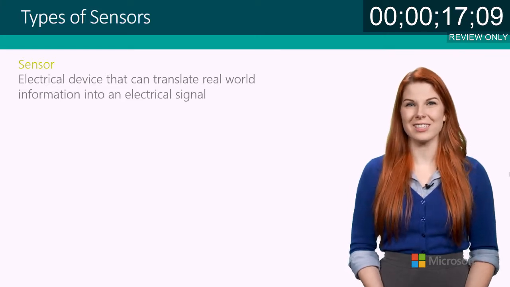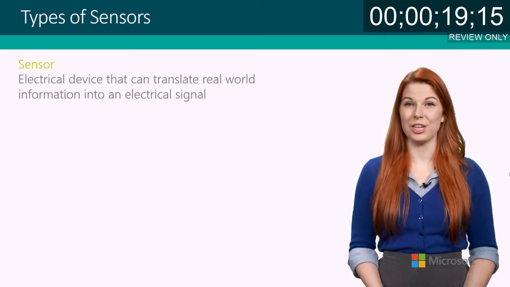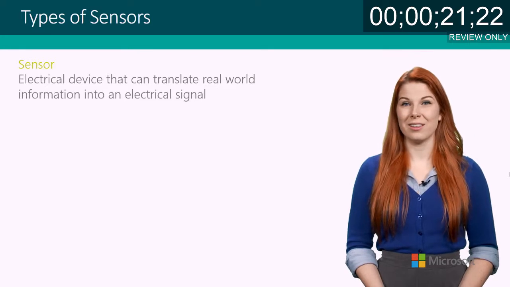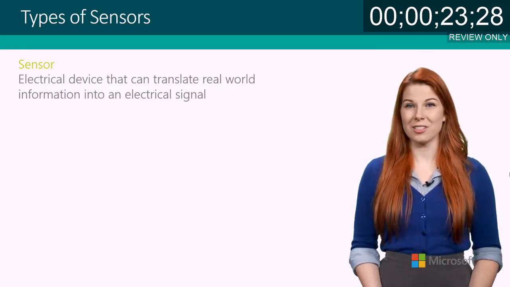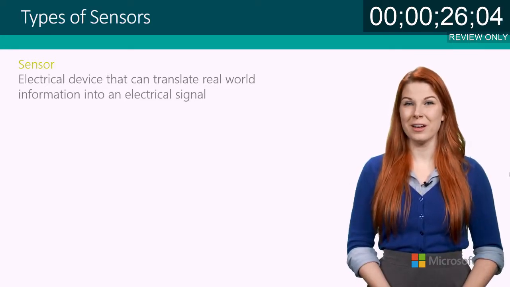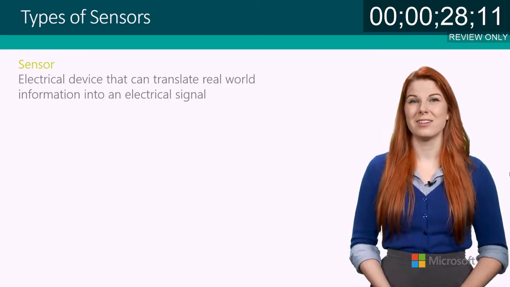It's an electrical device that can translate real-world information into an electric signal. The great thing about that is once you've got it as an electrical signal, you can pass it into your computer and then make decisions based on it.